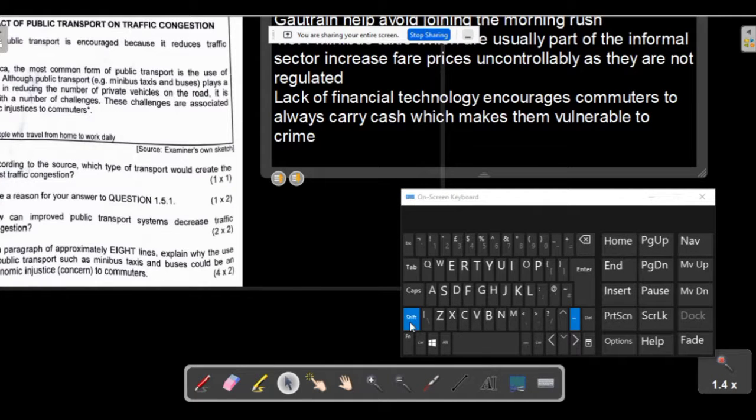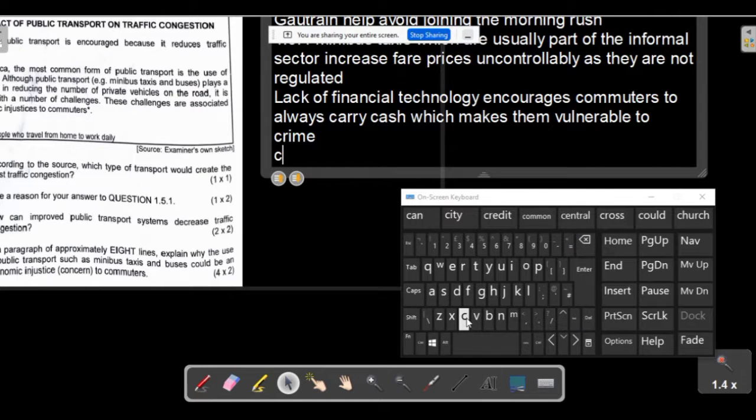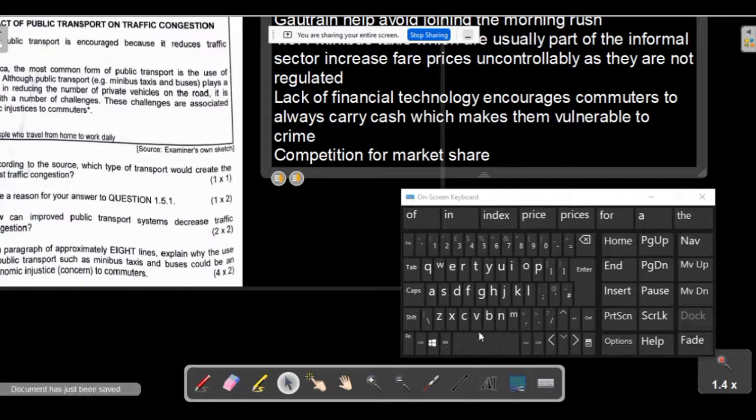Okay, because each and every entity wants to own the market share or dominate the market share. Of course, guys, this is what I would have written again, but this doesn't mean that your answers are not correct.